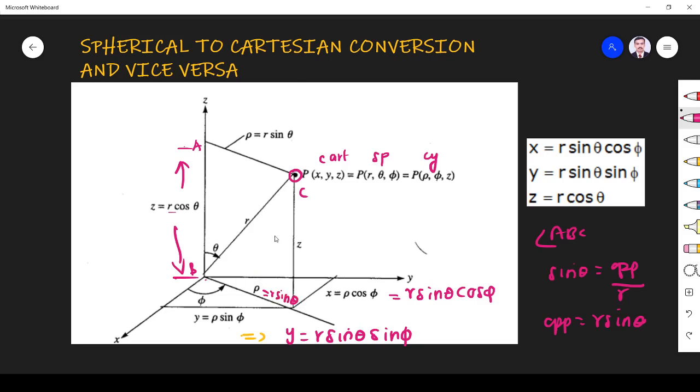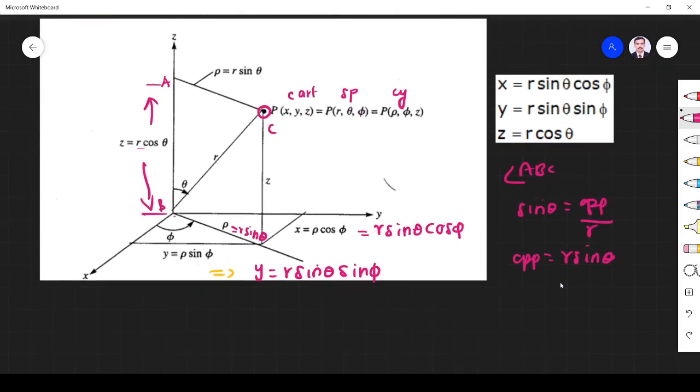Fine. Now what do we have to do? We need to find the x, y, z values. Z we found in terms of spherical coordinates: if I know r and theta, z is equal to r cos theta. We have to find x and y. X is this length, y is this length. You see, y is in this direction, y is this length, x is this length. So let us take this triangle.